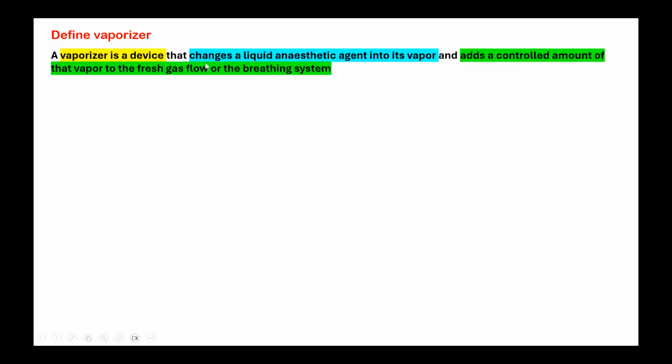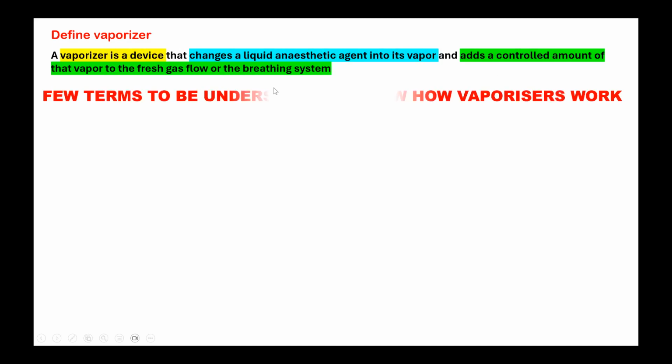Okay? You don't imagine the old vaporizer which I showed. The modern vaporizers are all very precise, and they work at whatever temperature; they are all temperature compensated, which we will see how they are doing. So a vaporizer is a device that changes liquid anesthetic into vapor and adds the other gases to the fresh gas flow to the breathing system and delivers a precise concentration.